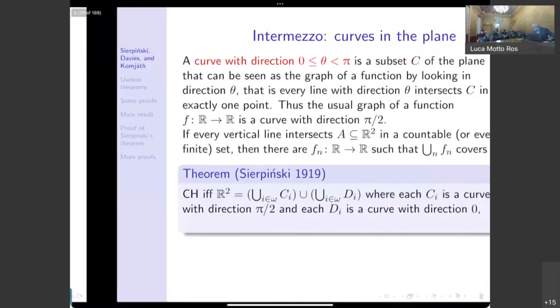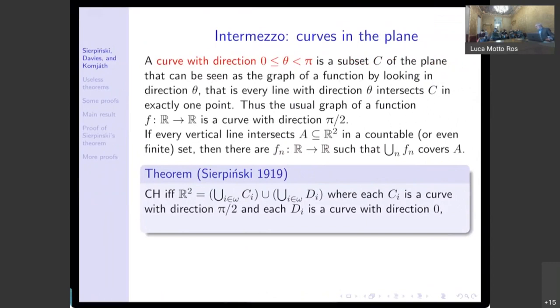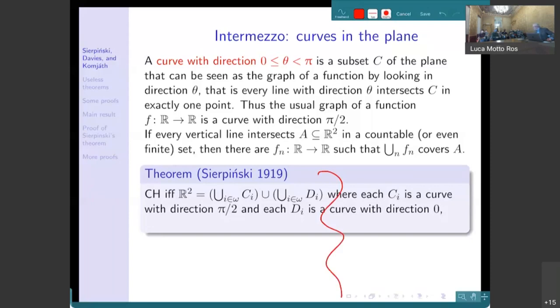So a moment of reflection shows that, using Sierpiński's theorem of 1919, we can arrive at the following: CH if and only if R² can be written as the union of countably many curves with vertical direction or horizontal direction. Direction π over 2, and each d_i is a curve with direction 0. Direction 0 means a curve, for example, if you take sine of x and draw it like this, it's direction 0.